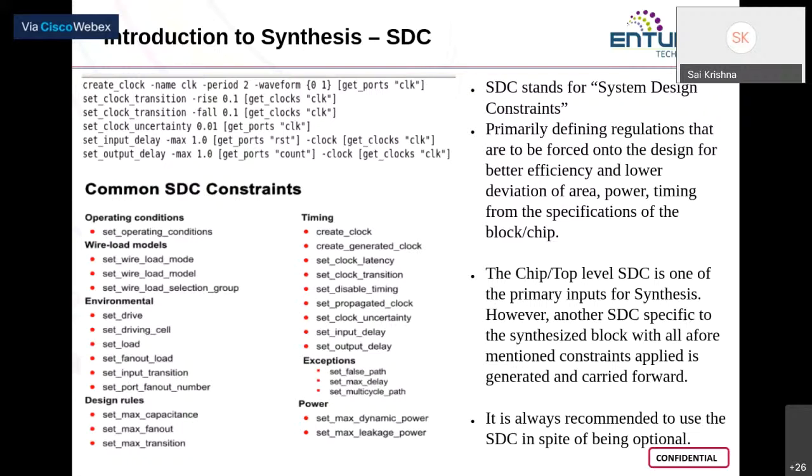Now, similarly for your clock, you are mentioning the rise time and fall time to be 0.1 nanosecond each, that is 100 picoseconds. Then you also have input delay and output delay. Here you are mentioning it to be maximum 1 nanosecond. Like this, you can also mention what is the maximum capacitance for any cell in your design, or what is the maximum leakage power that you can permit, or what are the operating conditions that you intend to use, or what is the maximum load that any cell can take up. Like this, relating to your operating condition, environment, design rules, power, timing, etc., you can apply certain constraints onto your design.